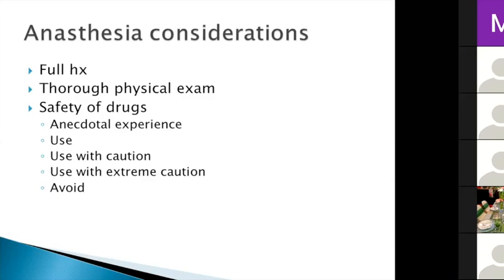We need to do a thorough physical exam. We need to rule out autonomic instability on physical exam. We need to rule out peripheral neuropathy on physical exam. We need to look out for tachycardia and hypertension in the cardiovascular system. In the respiratory system, we need to rule out any signs of respiratory muscle paralysis. So we need to check for muscle strength in these patients, as well as functioning of the cranial nerves.